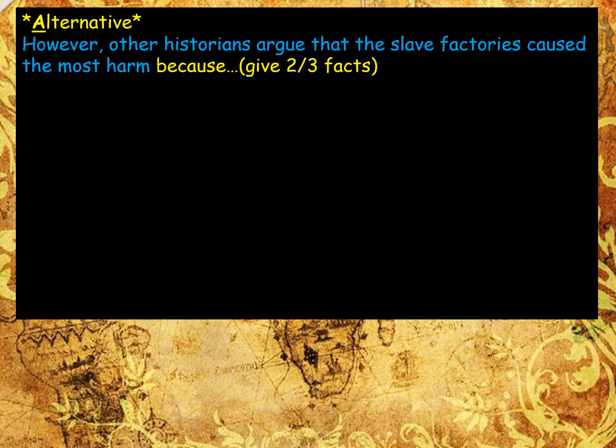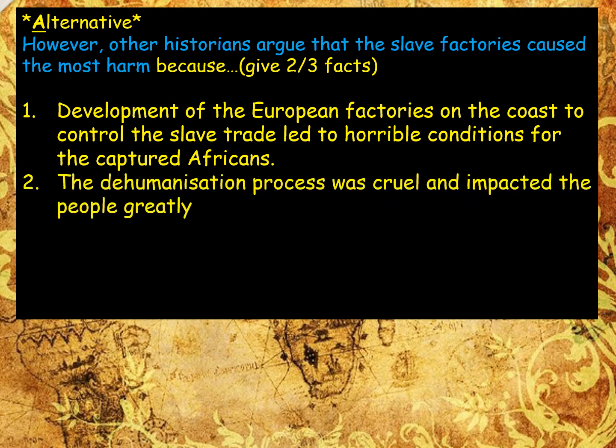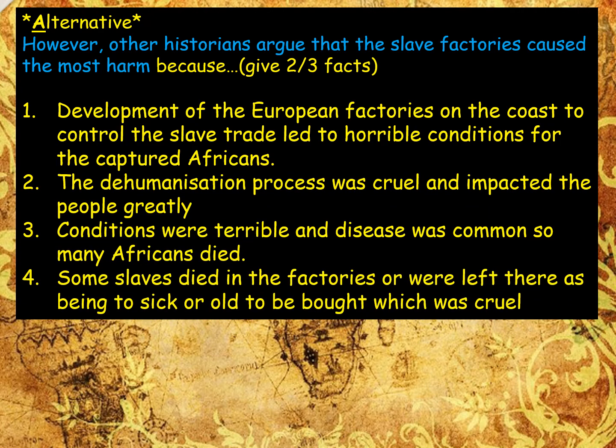This is our last alternative then. So again, we start off with this sentence and we say something like, however, other historians argue that the slave factories caused the most harm because, and we just give 2 sentences or 3 sentences if we want to from the ones that we have here to pick from. That finishes your paragraphs off, and you need to then move on to your conclusion. So pause the video here to help you finish that paragraph, and then move on to your conclusion.